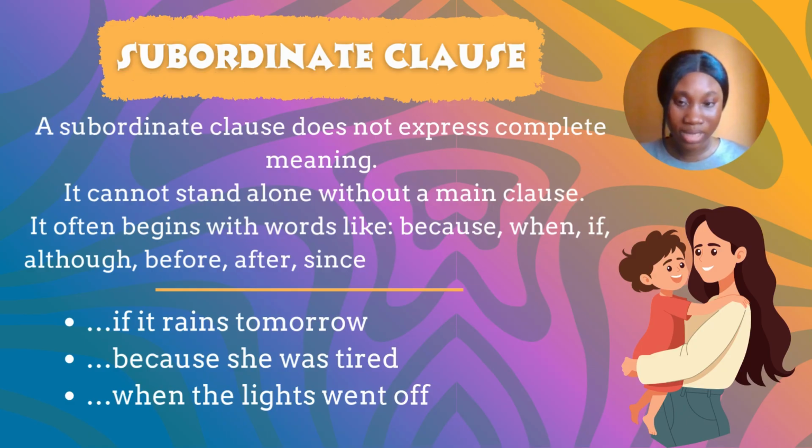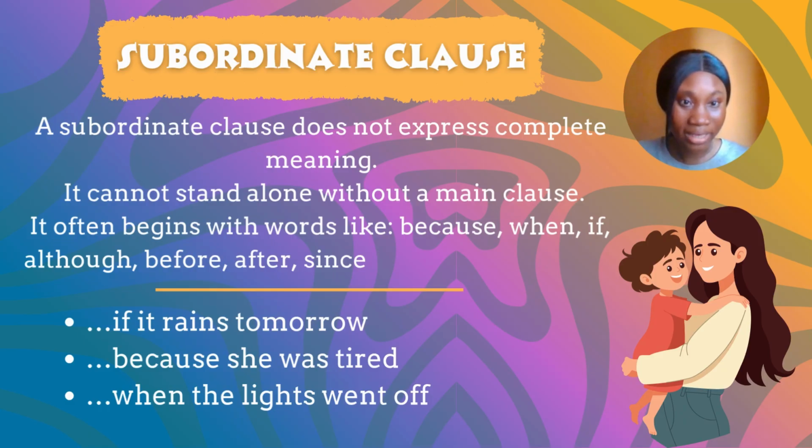Look at the examples here. If it rains tomorrow. If I just say, if it rains tomorrow, it's not complete. You know that something is missing. I still have to say a couple of words more for you to fully understand what exactly I'm trying to say. That is a subordinate clause.